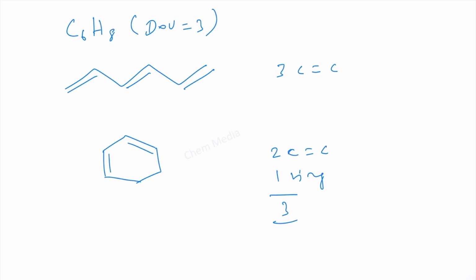Or we can also write a structure like this: 1 triple bond, 1, 2, 3, 4, 5, 6 and then one double bond. For triple bond, carbon-carbon triple bond, it is 2, and then for 1 carbon-carbon double bond 1. So, this is 3. Therefore, the degree of unsaturation value that we calculated for C6H8 is correct.